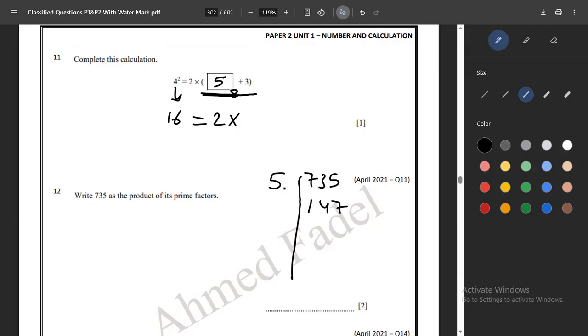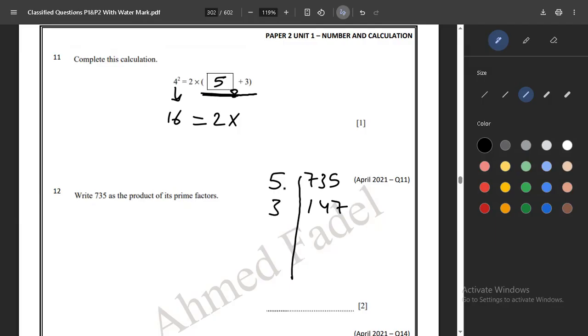Here, 147, you're going to find that it is divisible by 3. How did you know, mister? Because I know the divisibility rule of 3. Add all the digits up and check if they are in table 3 or not. 1 plus 4 is 5, plus 7 is 12. It is in table 3.